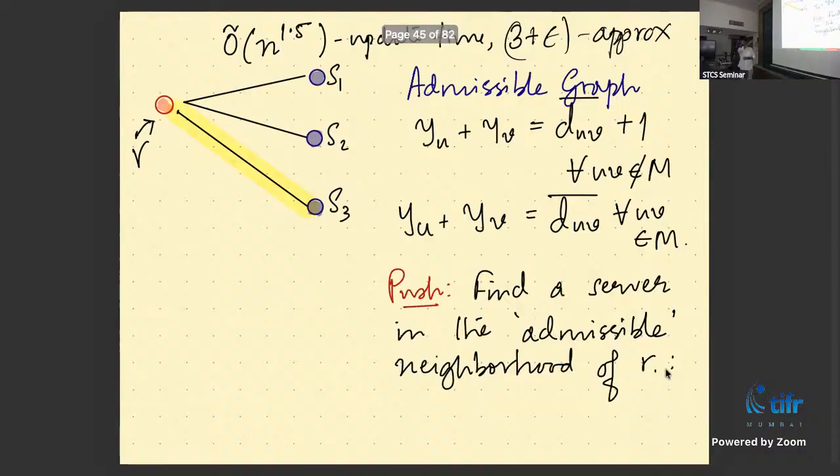So I just match. But remember the property is that this is the admissible part of my graph. There might be other edges where there is a slack in this condition, assuming that I have maintained this condition so far.